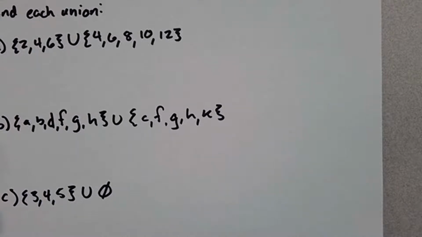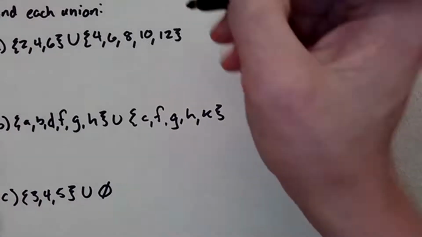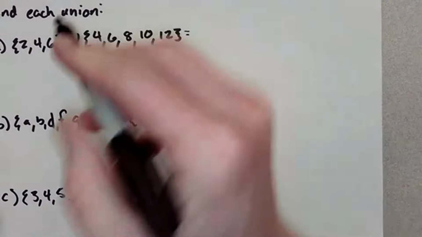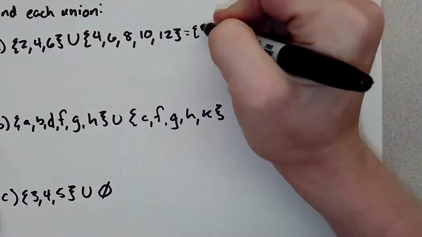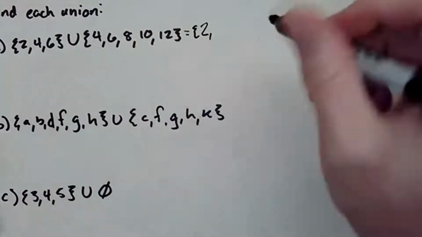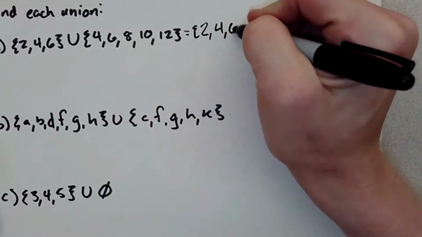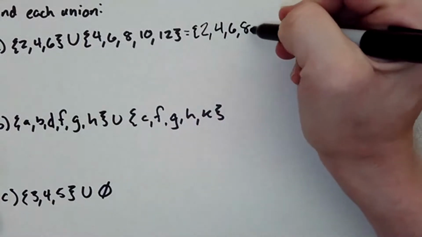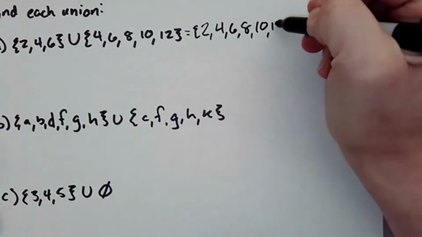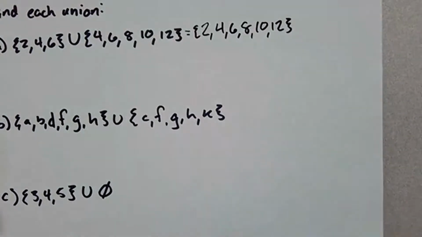The union of two sets includes every element in each set. So here we take the 2 from the first set, and then the 4 and 6 are in both sets, and then 8, 10, and 12 are in the second set. So our union is the set that includes 2, 4, 6, 8, 10, and 12.